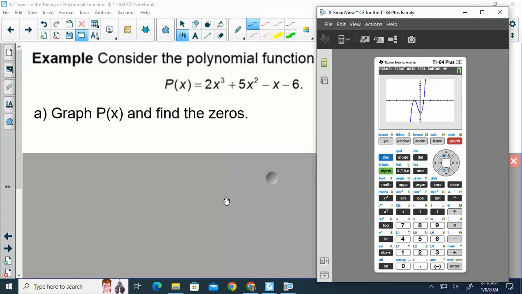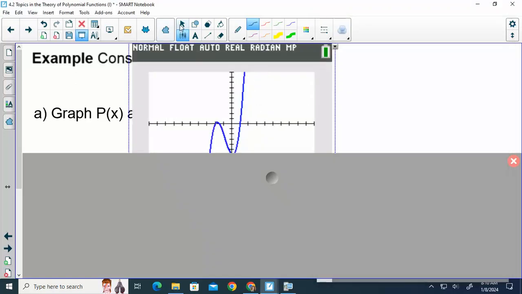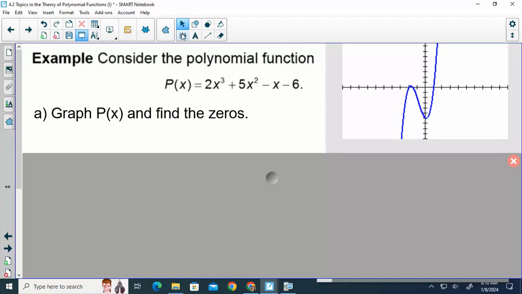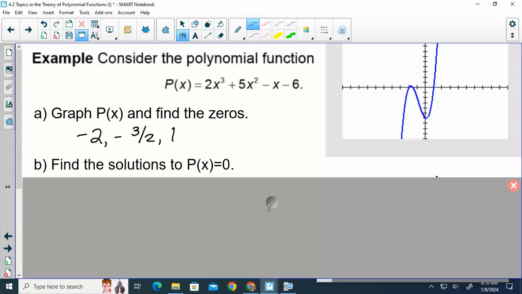Right, so when I ask for zeros, those are just your x values, so it's just a number. So where does this graph appear to hit the x-axis? Negative 2. So we do have to kind of estimate there a little bit, but it seems fairly accurate.